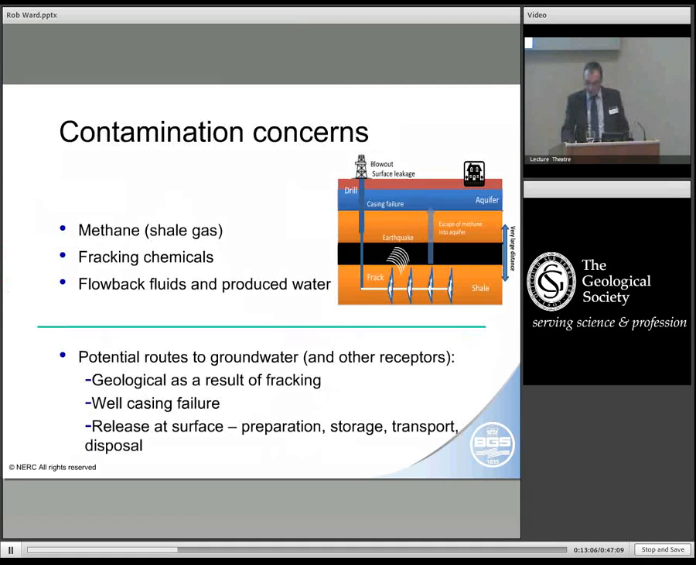Now moving on to some of the contamination concerns. And again, we've heard about these throughout the day, particularly the contaminants, and I'll go through some of the contaminants in a little bit more detail and then look at the potential routes to groundwater. So I'll talk about methane as being the main component of the shale gas that is being produced, the fracking chemicals, what is involved in that, and also looking at the flowback fluids and the produced water, which is what comes out of the well following the fracking procedure.